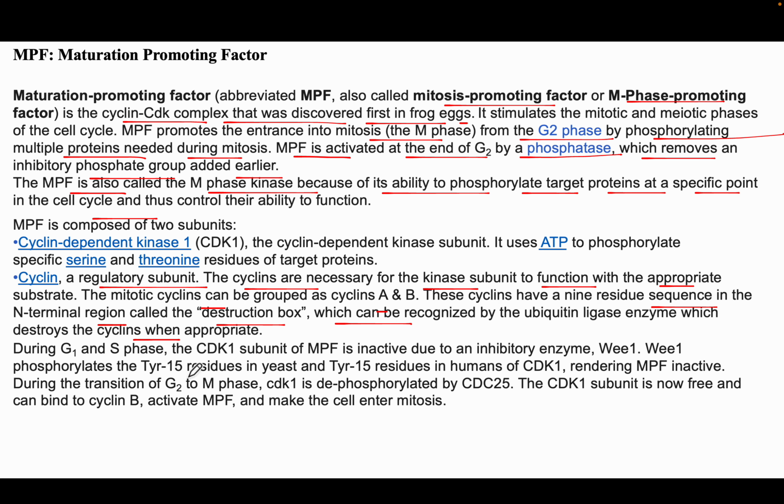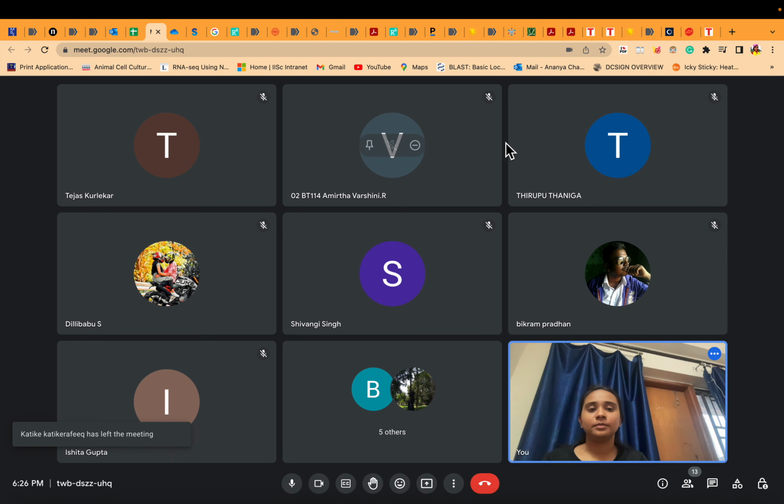So during G1 and S phase, the CDK1 subunit of MPF is inactive due to an inhibitory enzyme called Wee1. Wee1 phosphorylates the tyrosine 15 residue in yeast, and tyrosine 15 residue in humans, of CDK1, rendering MPF inactive. During the transition of G2 to M phase, CDK1 is dephosphorylated by CDC25. So what happens? Wee1 phosphorylates tyrosine 15 to make it inactive. But when CDK1 should be activated, CDC25 dephosphorylates CDK1 and then it becomes active. So then it becomes free and it can bind with cyclin B, eventually activating maturation promoting factor and making the cell enter mitosis.